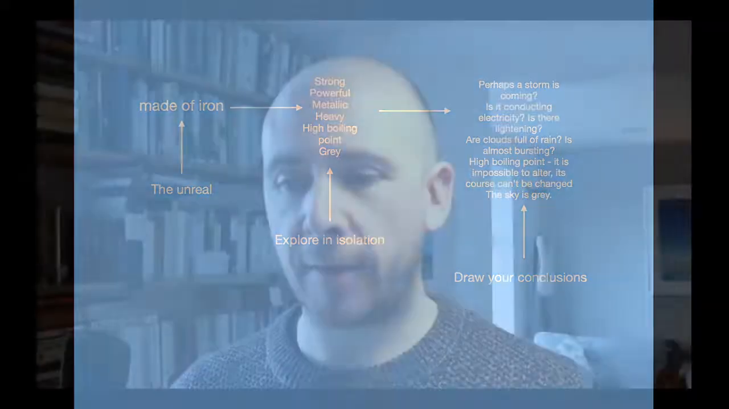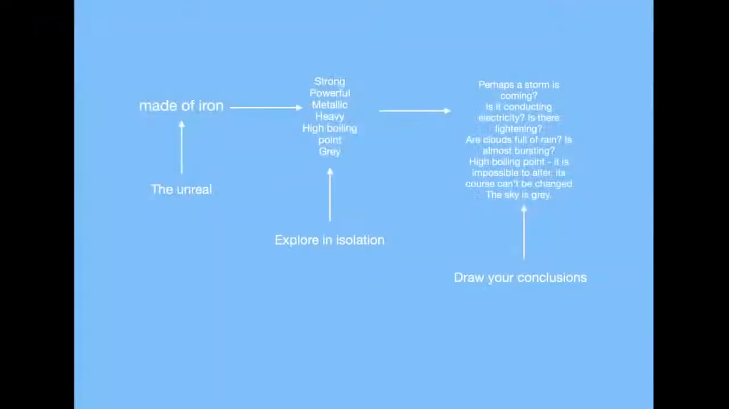Now, the crucial thing to this is at the moment we're not thinking about the sky. It's really central that you don't try and link those two up initially when you're doing your English analysis, when you're writing your responses, but you focus on the unreal bit. So we're focusing specifically on iron, and when we do that, we find out that iron is strong, iron is powerful, metallic, heavy, a high boiling point, and is grey.